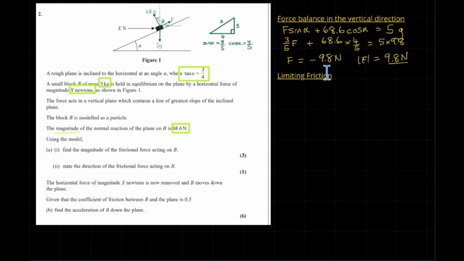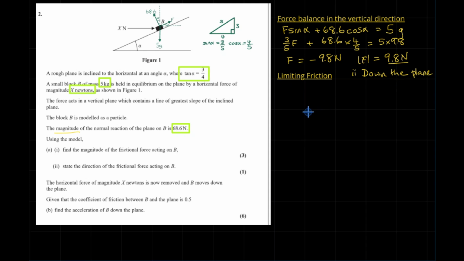Interestingly, it says now state the direction of the frictional force acting on B. Well, I've shown it acting upwards, but I got a negative answer, so part 2 of the question I can answer that it must be acting down the plane. So I'm going to write down the plane. I've shown it up the plane, it came out negative, so it must be a positive force down the plane.